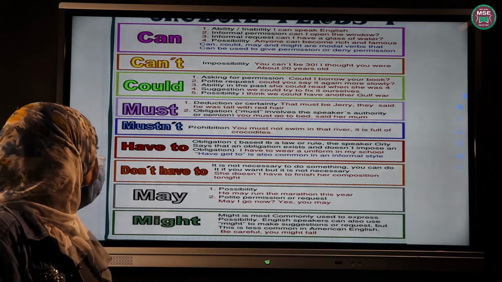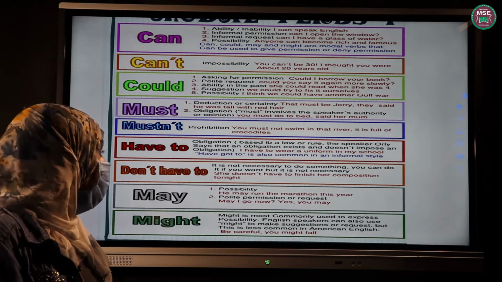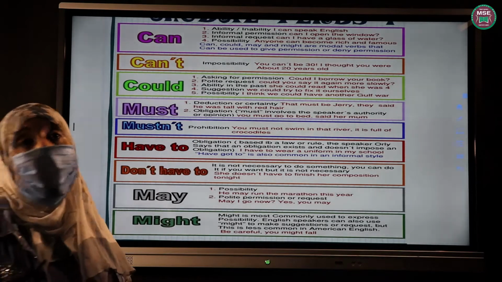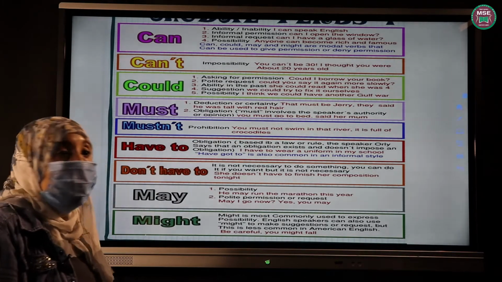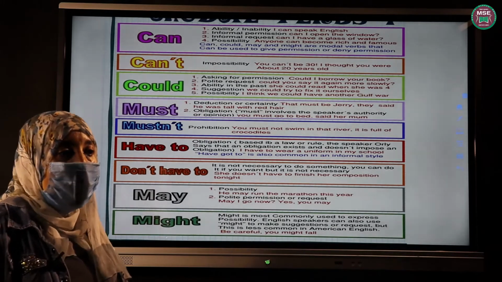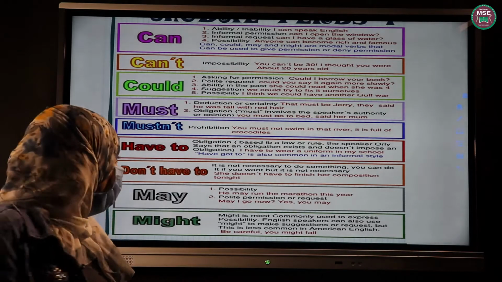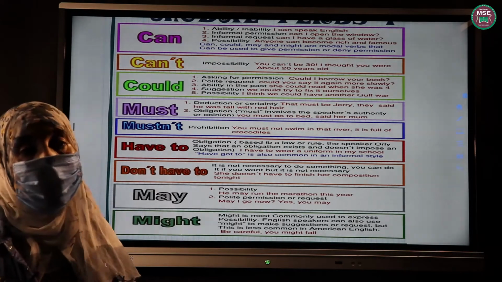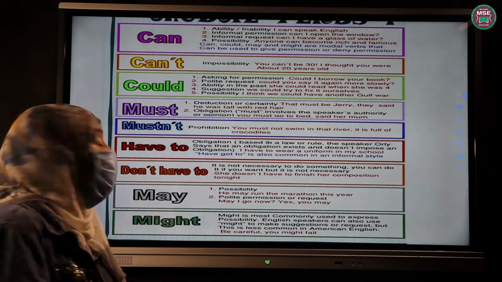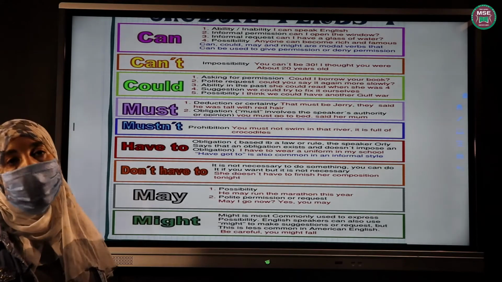Might, again, it's less possible. Might is most commonly used to express possibility. And we use it sometimes to make suggestions or requests. Be careful, you might fall. Here I'm trying to give you my point of view. Be careful, you might fall. Or I can say, for example, if I want to make a suggestion, you might use the internet. You might use the internet if you want to check.